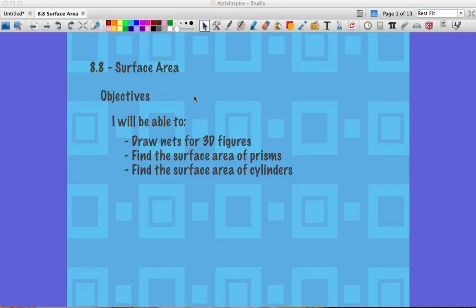Welcome to Lesson 8.8, Day 2, Surface Area. Today we're going to practice again drawing nets for our 3D figures, and we are going to find the surface area of prisms, pyramids, and cylinders.